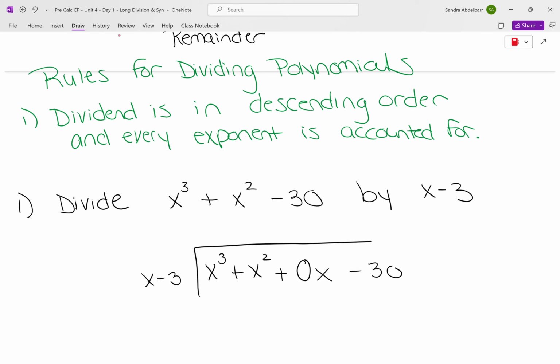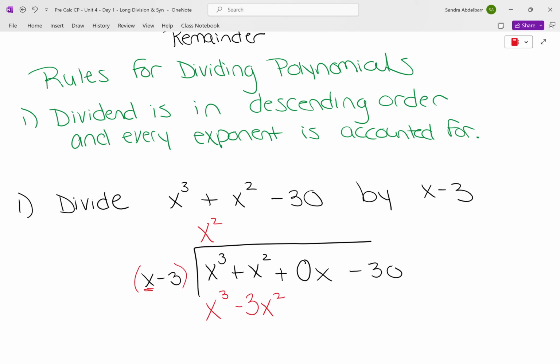All right, so now what you do is you take the first variable on the outside and you ask yourself, x times what will give me x to the third? Well, x to the first times x to the second will give me x to the third. So we're going to put an x to the second there. Then you're going to distribute that x to the second into everything in the divisor. So it's going to be x to the second times x is x to the third. What's x to the second times a negative 3? Negative 3x to the second.